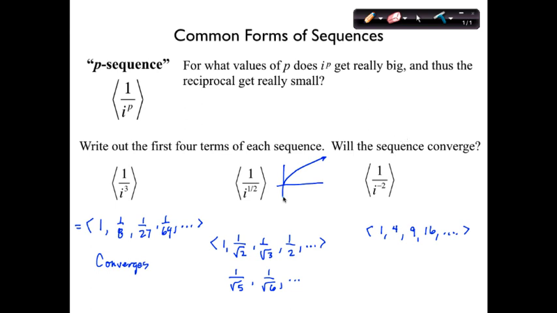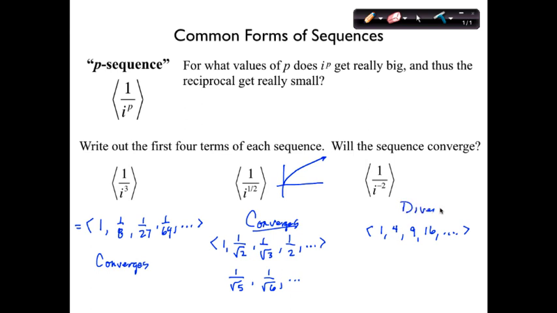Conclusion? Converges or diverges? Converges. Right? These both go to 0. It's just that this gets close to 0 much, much faster than this one in terms of i. What about this?